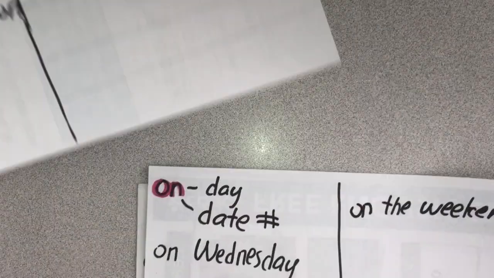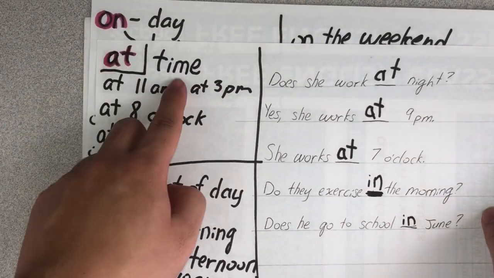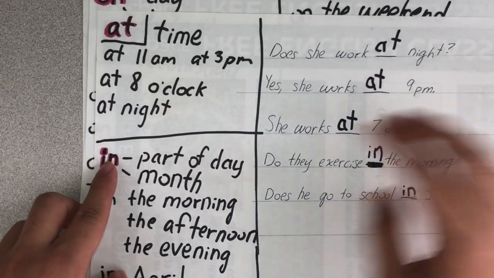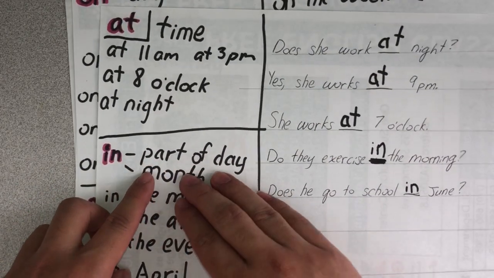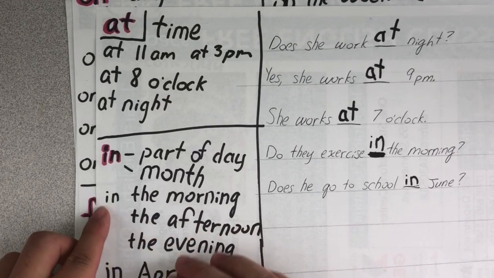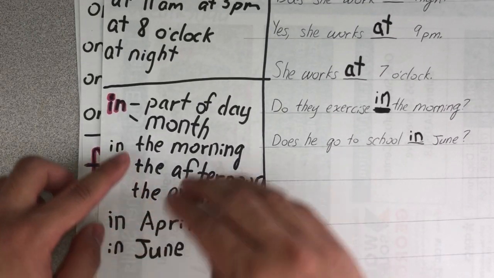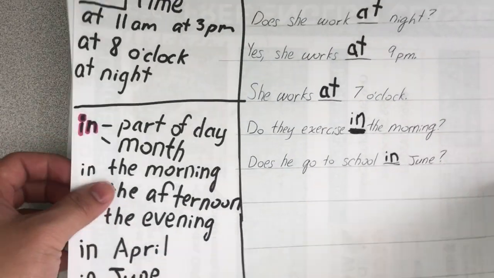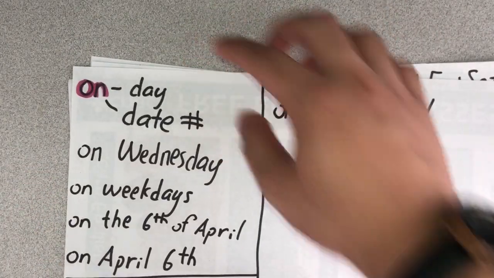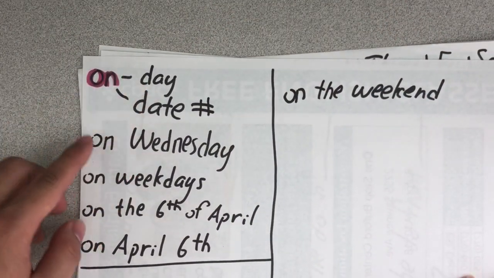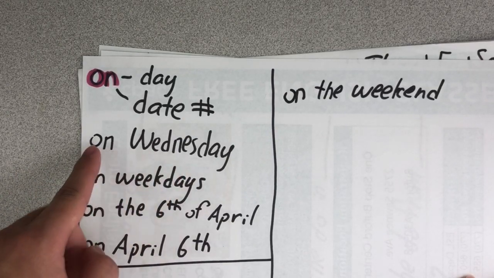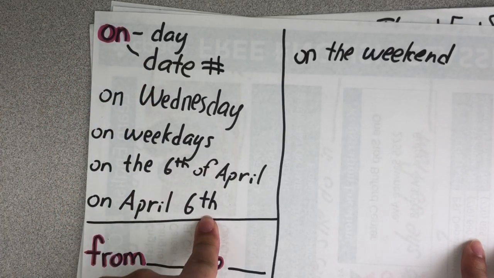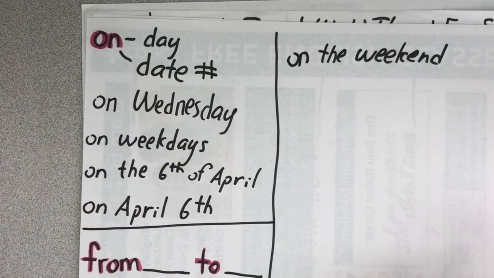So we have at. At is for time. At, you need a time. In is for a part of the day. In the morning, in the afternoon, in the evening. Or month, in April, in June. On, for days. On Wednesday, on Sunday, on the weekend. Or date, on April 6th, on January 1st.